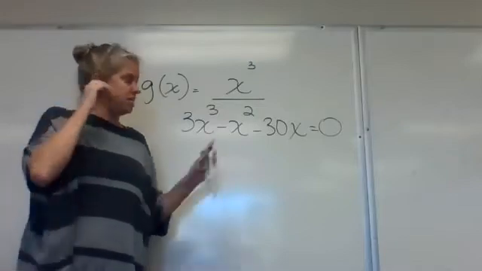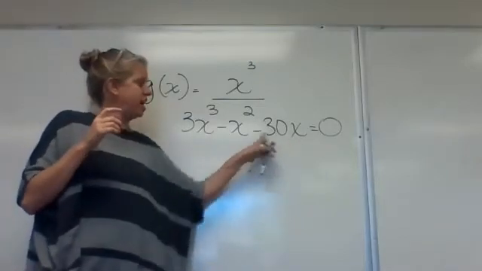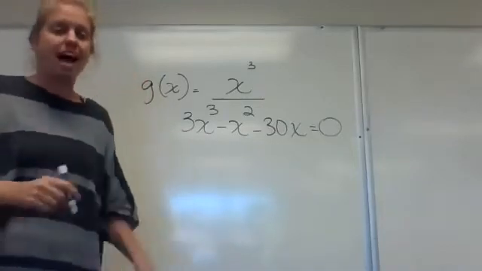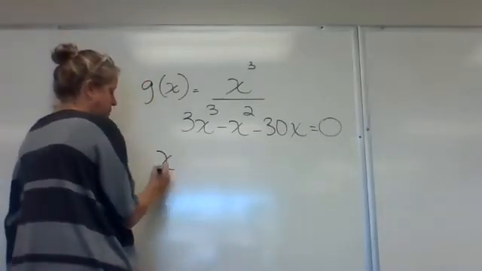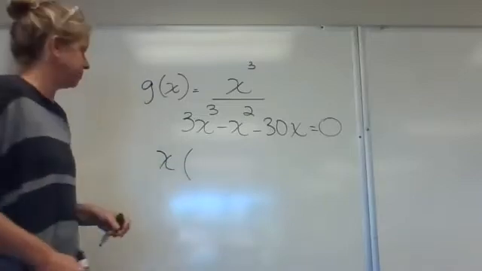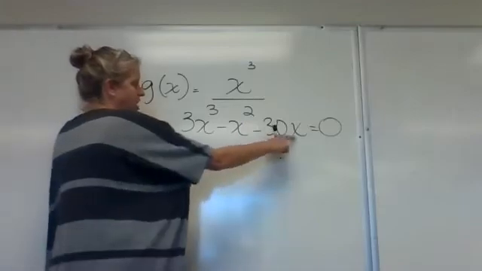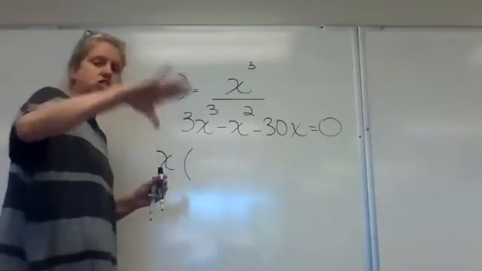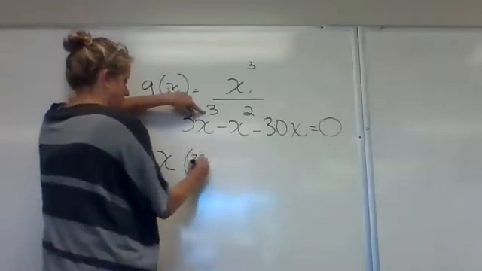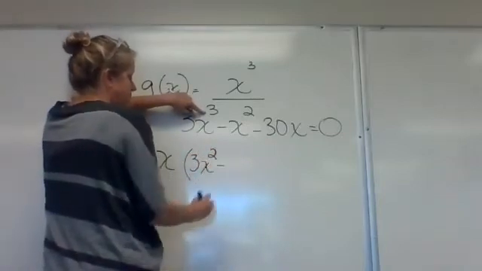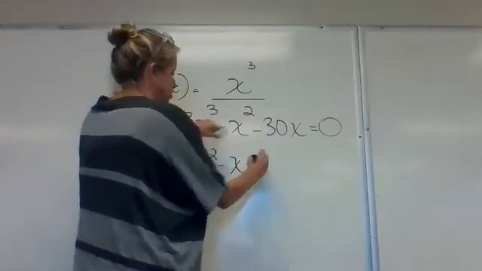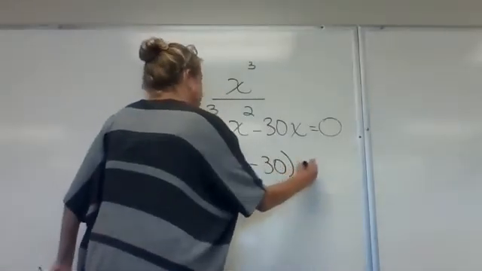But look at all three terms. What do they all have? They all have an x, which means I can pull out an x and put in parentheses what is left. X is just going to be my first factor. If I pull an x out of all three terms, they each drop an x. So this will turn to 3x squared minus x minus 30.